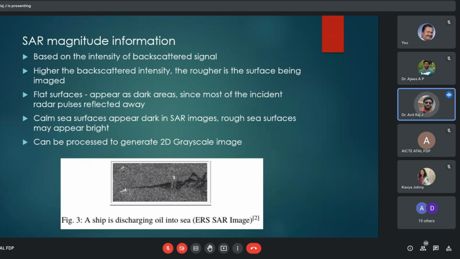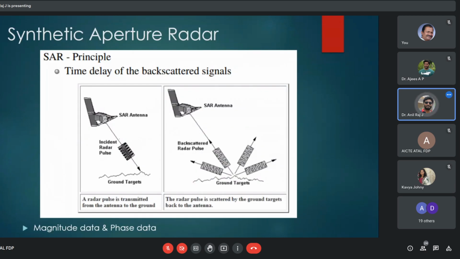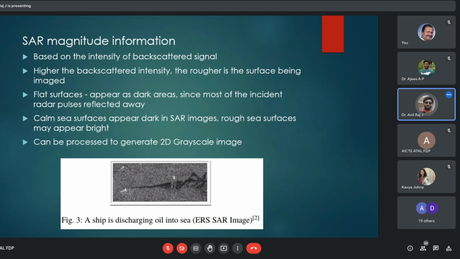The higher the backscattered intensity, the rougher the surface being imaged. Flat surfaces appear as darker areas since most of the incident radar pulses get reflected away. So if the target is flatter, for example, in ocean imaging, those areas where the surface is flat.